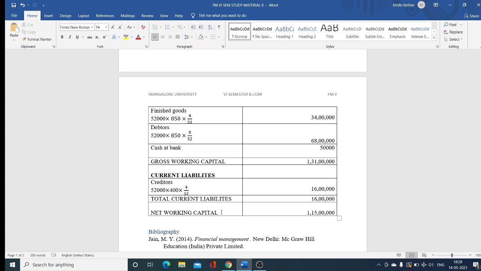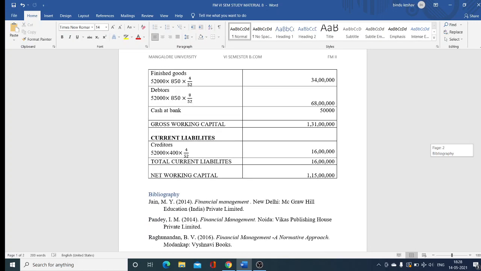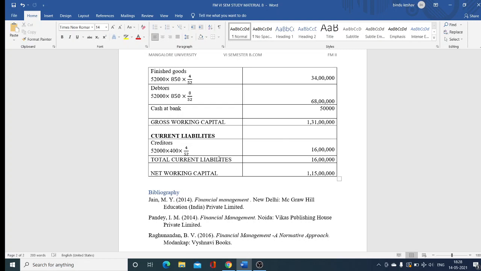So the net working capital is equal to the gross working capital minus the total current liabilities. So 1 crore 31 lakhs minus 16 lakhs will give us 1 crore 15 lakhs.